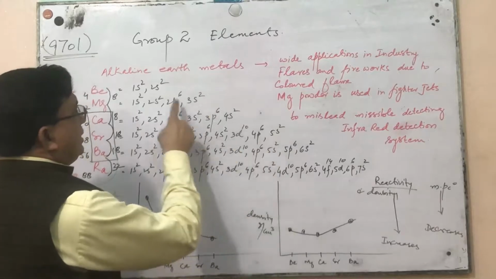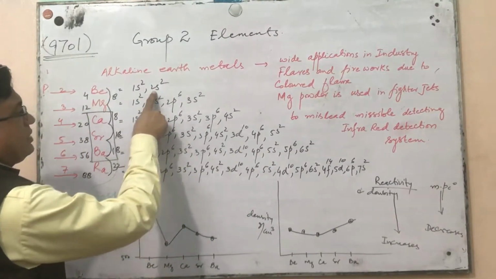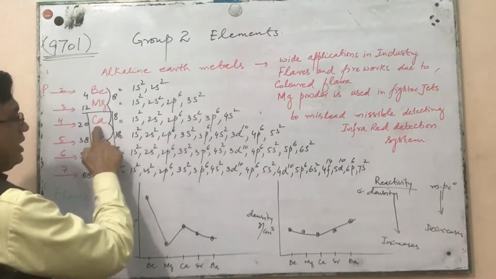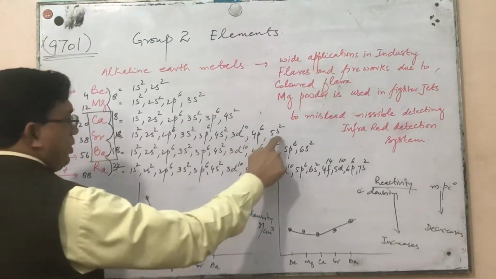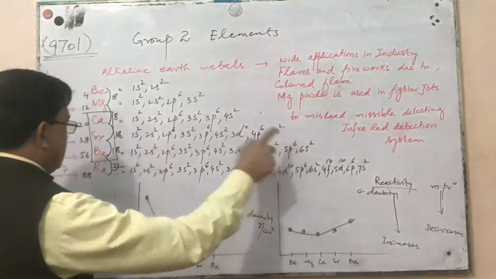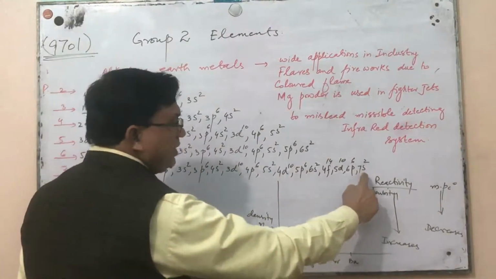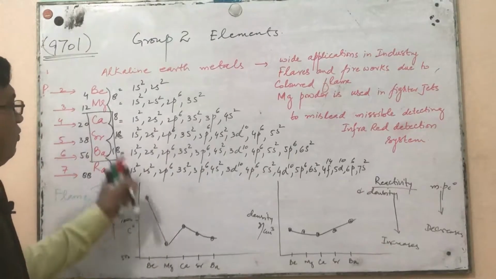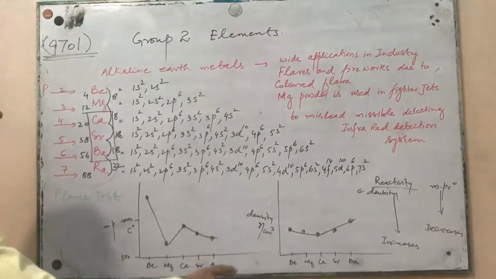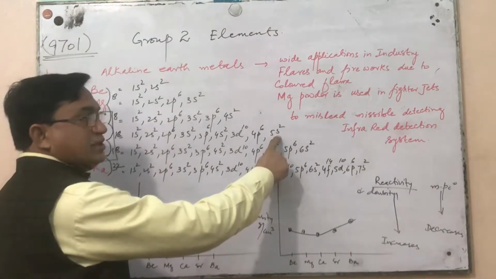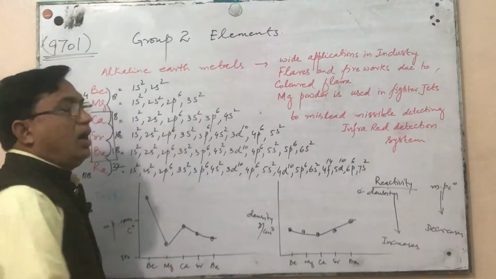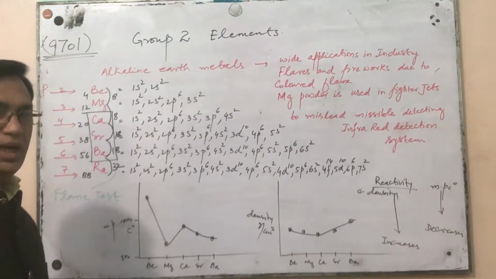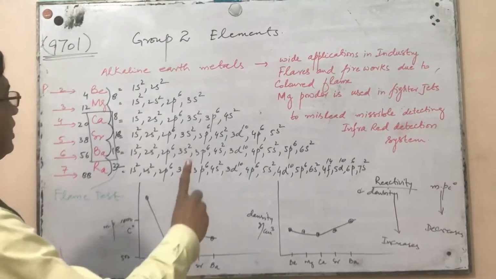In case of beryllium, the last s orbital is 2s. In case of magnesium, 3s. Calcium, 4s. Strontium, 5s. Barium, 6s. And for radium, it is 7s. This is the electronic configuration of these elements, and this indicates that as the last electron enters into the s orbital, these are also called s block elements in the periodic table.